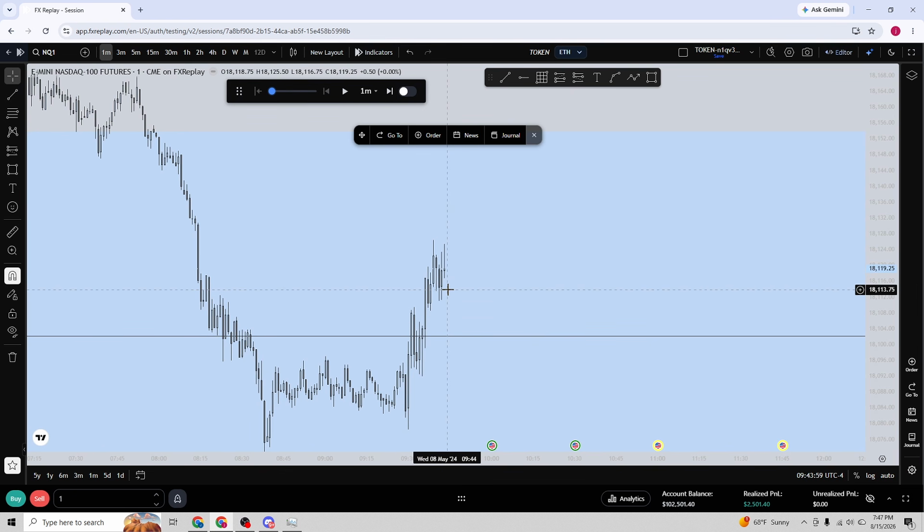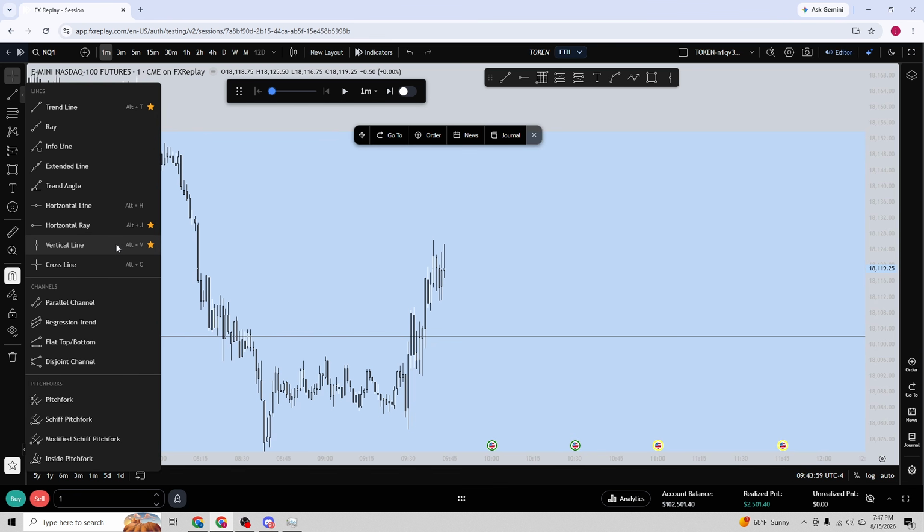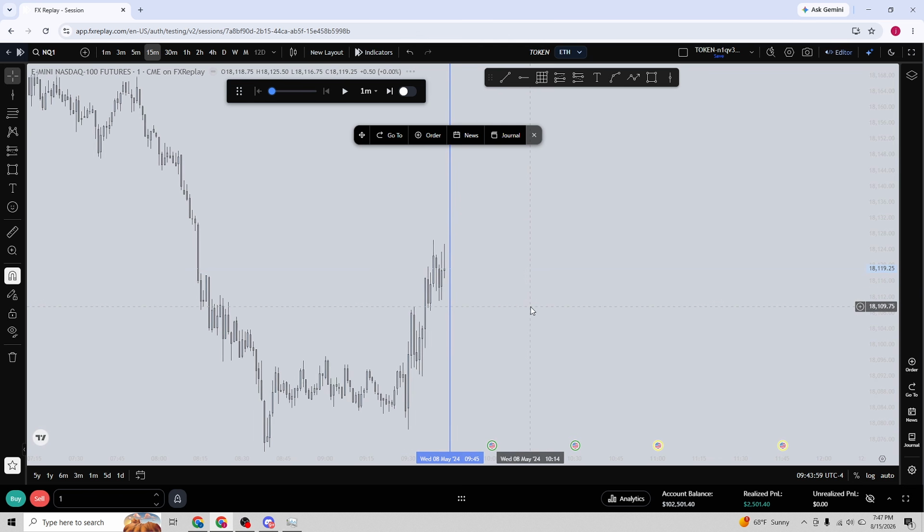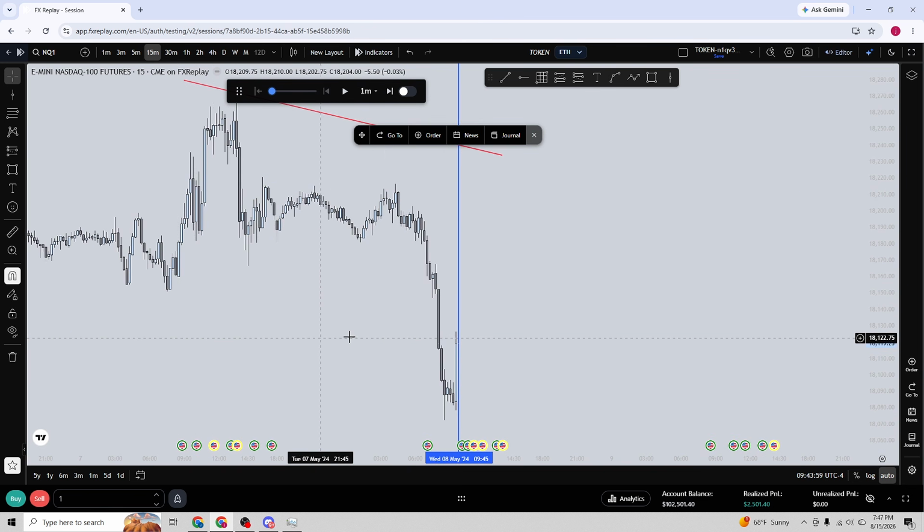Low-key want to see 9:45. I'm gonna mark this out. Where is the vertical line? There it is. So 9:45 opens here. I'm gonna delete this so it's easier to see. We're trading into this 15-minute gap.